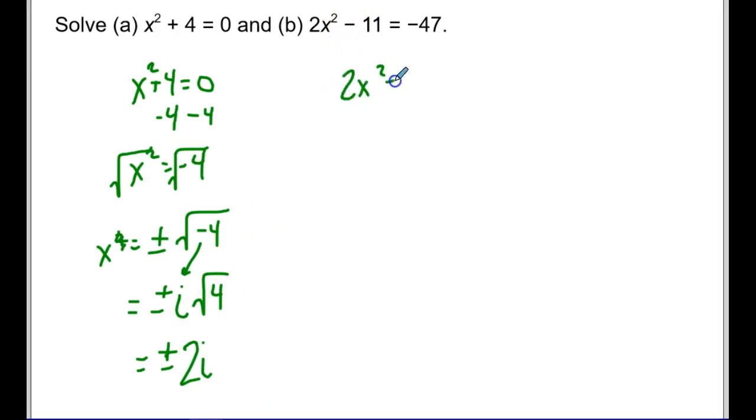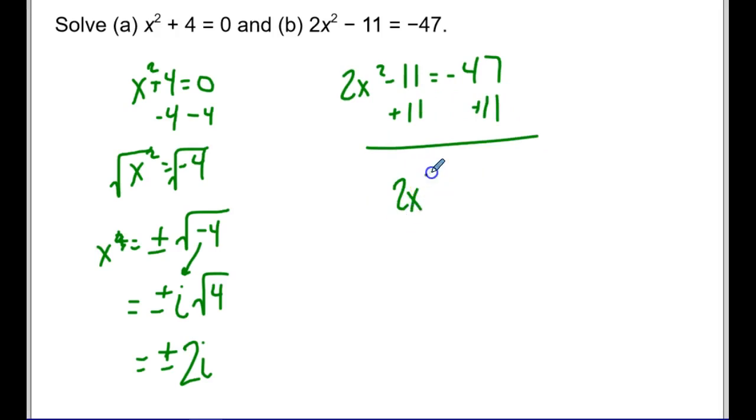So I have 2x squared minus 11 equals negative 47. So step 1, I'm trying to get this x by itself, so I'm going to add 11 to both sides. So 2x squared equals negative 36. So now to get x squared by itself, I divide by 2. So I end up with x squared equals, and this is going to be a negative number because I'm dividing a negative by a positive.